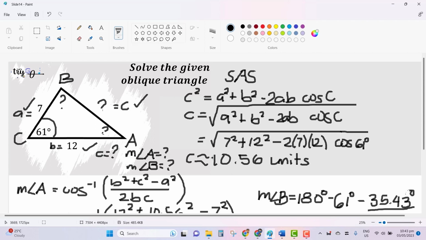That's a hint that you could use in your future computation. This is how we solve the given SAS oblique triangle.